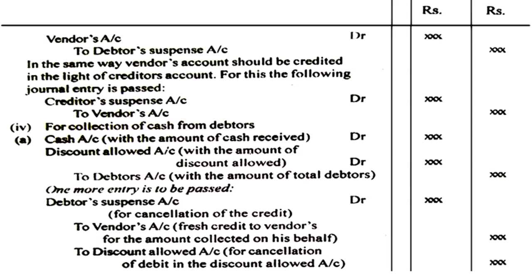For collection of cash from debtors: cash account debit with the amount of cash received, discount allowed account debit with the amount of discount allowed, to debtors account with the same amount of total debtors. One more entry is to be passed: debtors suspense account debit for cancellation of credit to vendor's account, fresh credit to vendor for the amount collected on its behalf, to discount allowed account for cancellation of debit in the discount allowed account.